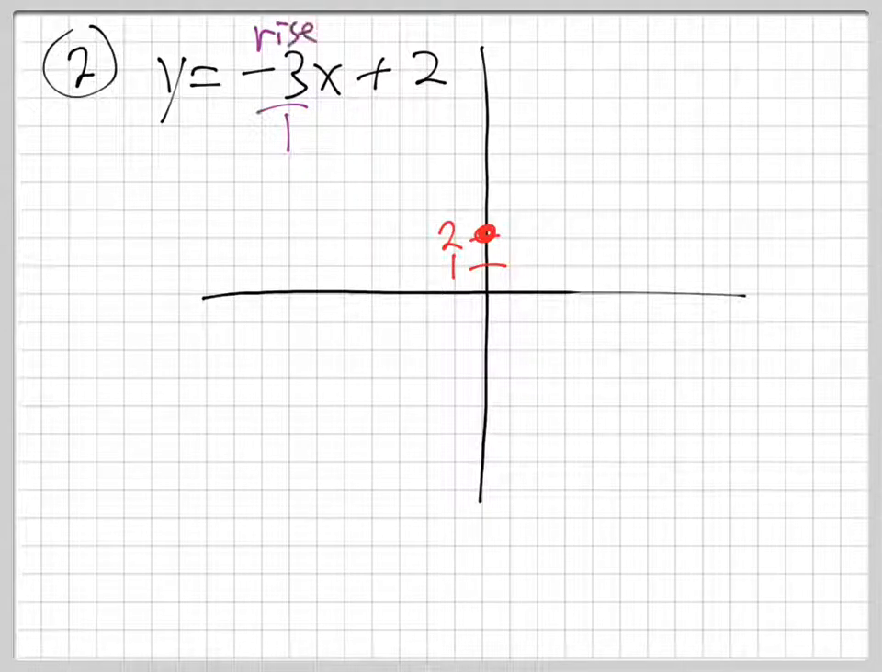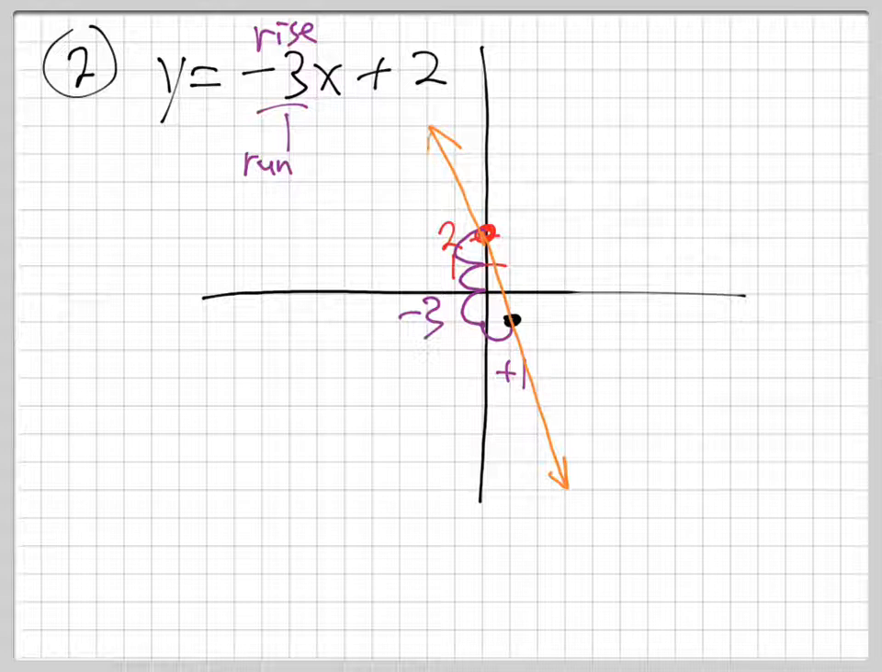So it's down 3. Rise, yeah. So how do you rise -3? Yeah, you go down 3, don't you? So from the first dot, not from the origin anymore, right? But from the first dot, go down 1, 2, 3, and over 1. Down 3, over 1. So right here is the second dot. And then you connect the dots.